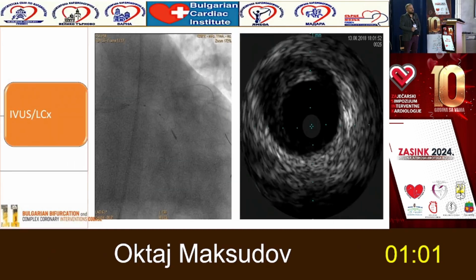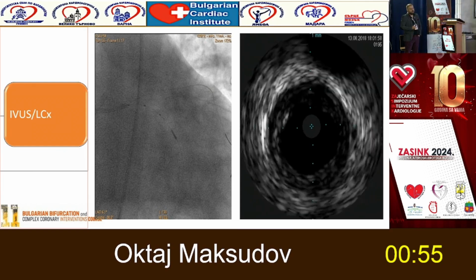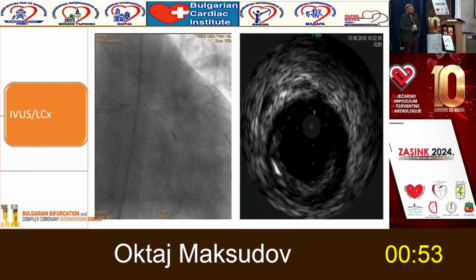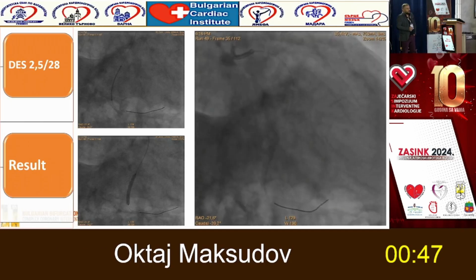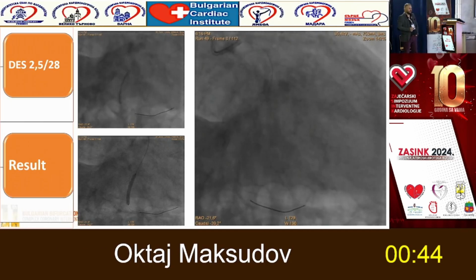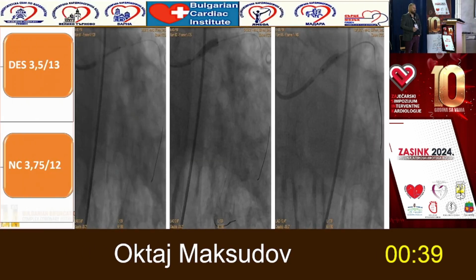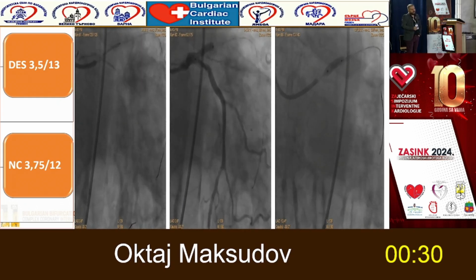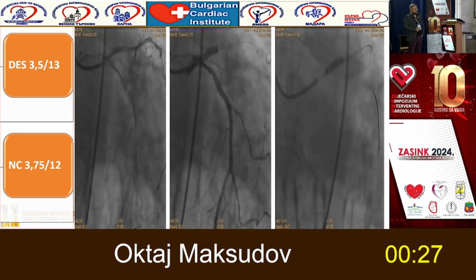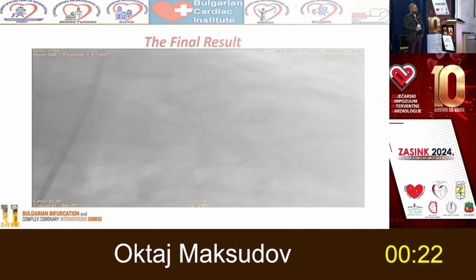Then we did a checkup on the circumflex artery. There was no dissection either. So we continued with the procedure. First of all, we put a stent into the circumflex artery. We changed our strategy. Then, besides that, there was no significant stenosis in the ostial part of the LAD. We decided to put a stent over there, so we put a 3.5 stent and post-dilated with 3.75, and this is our final result.